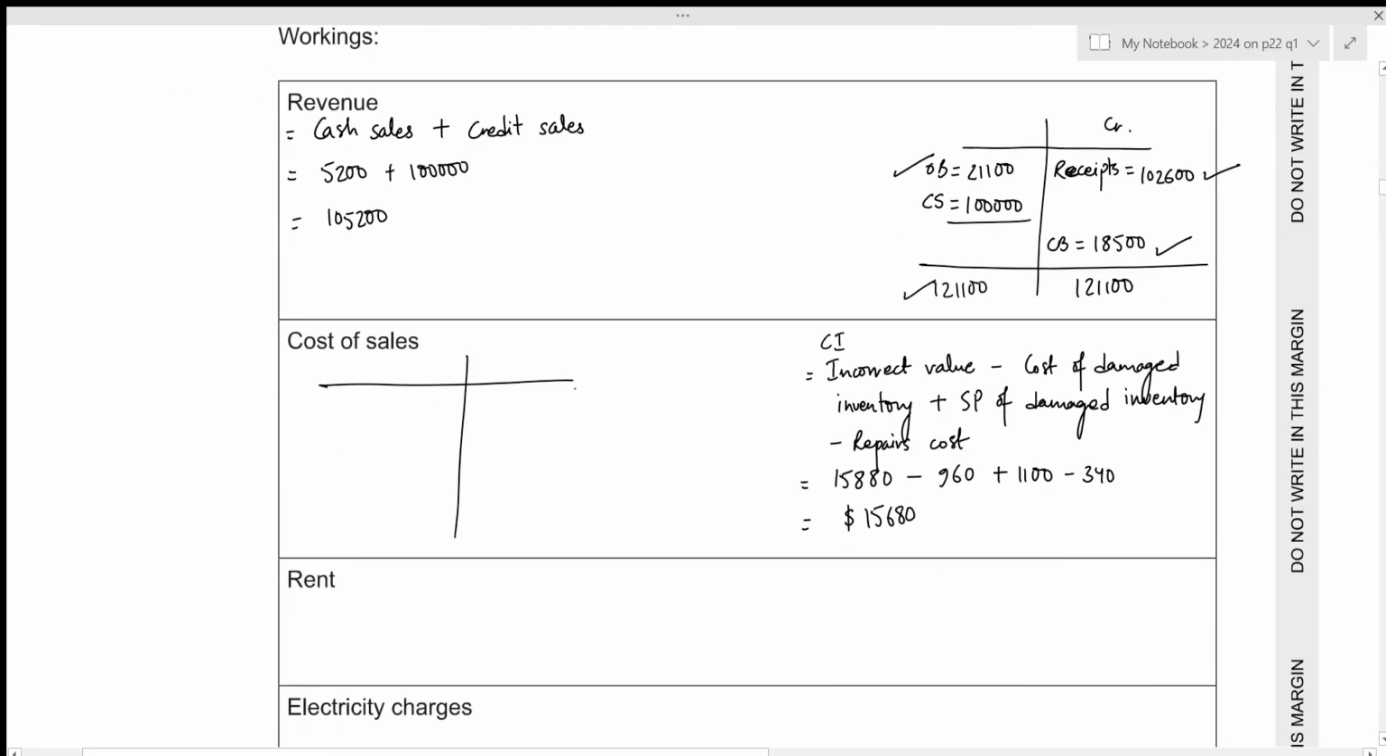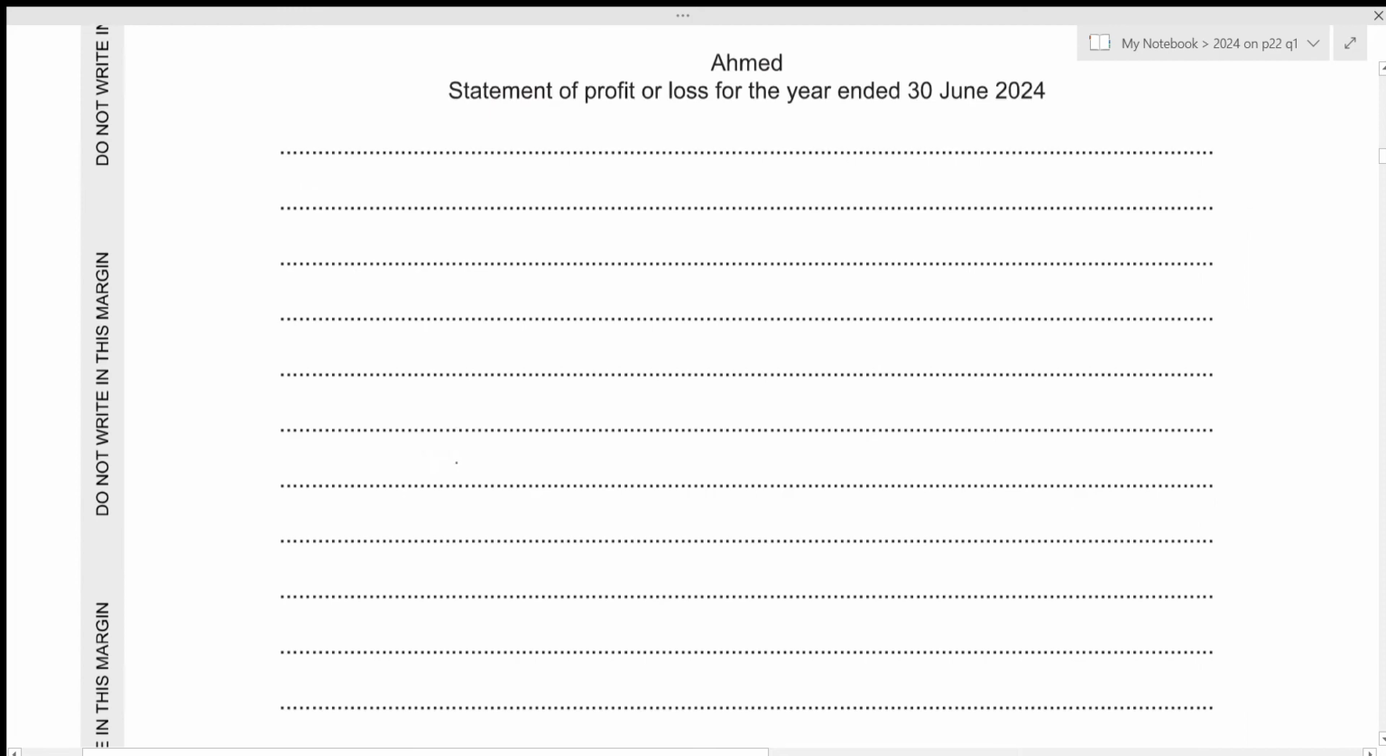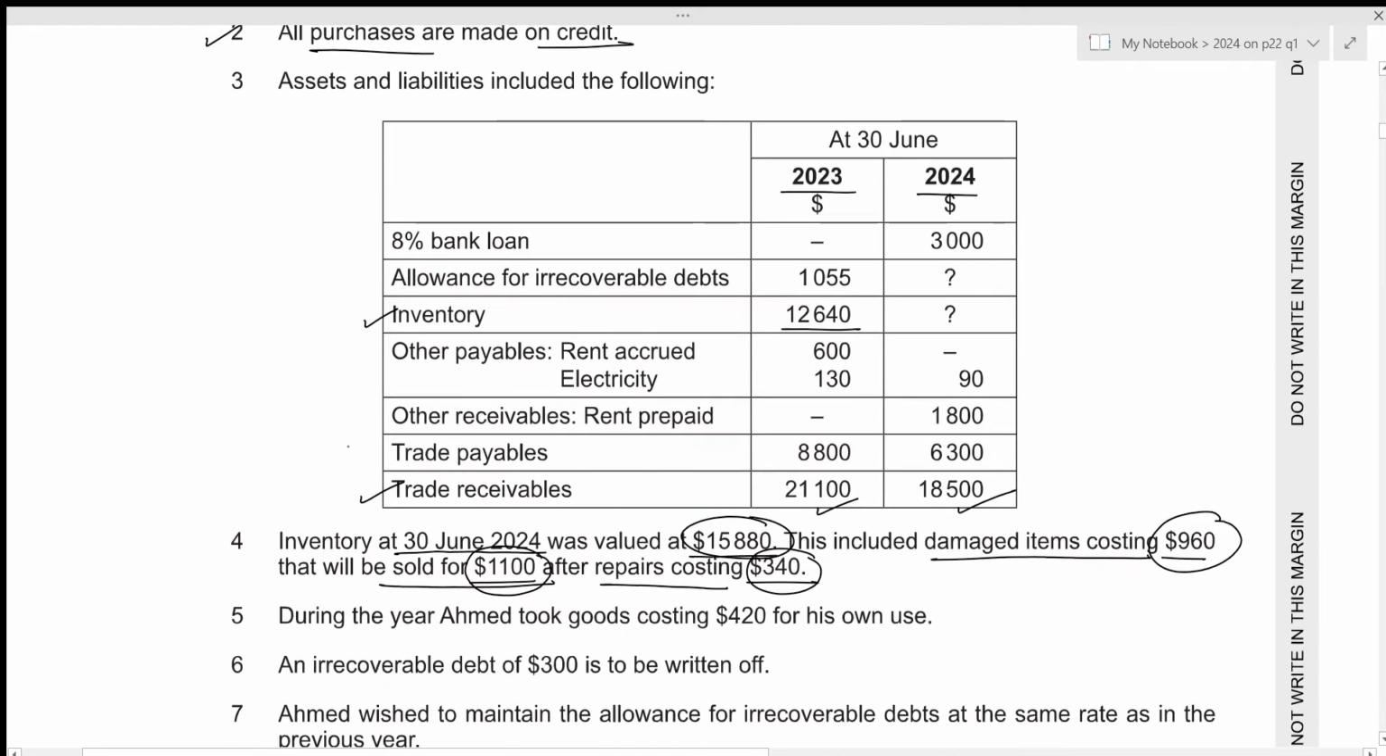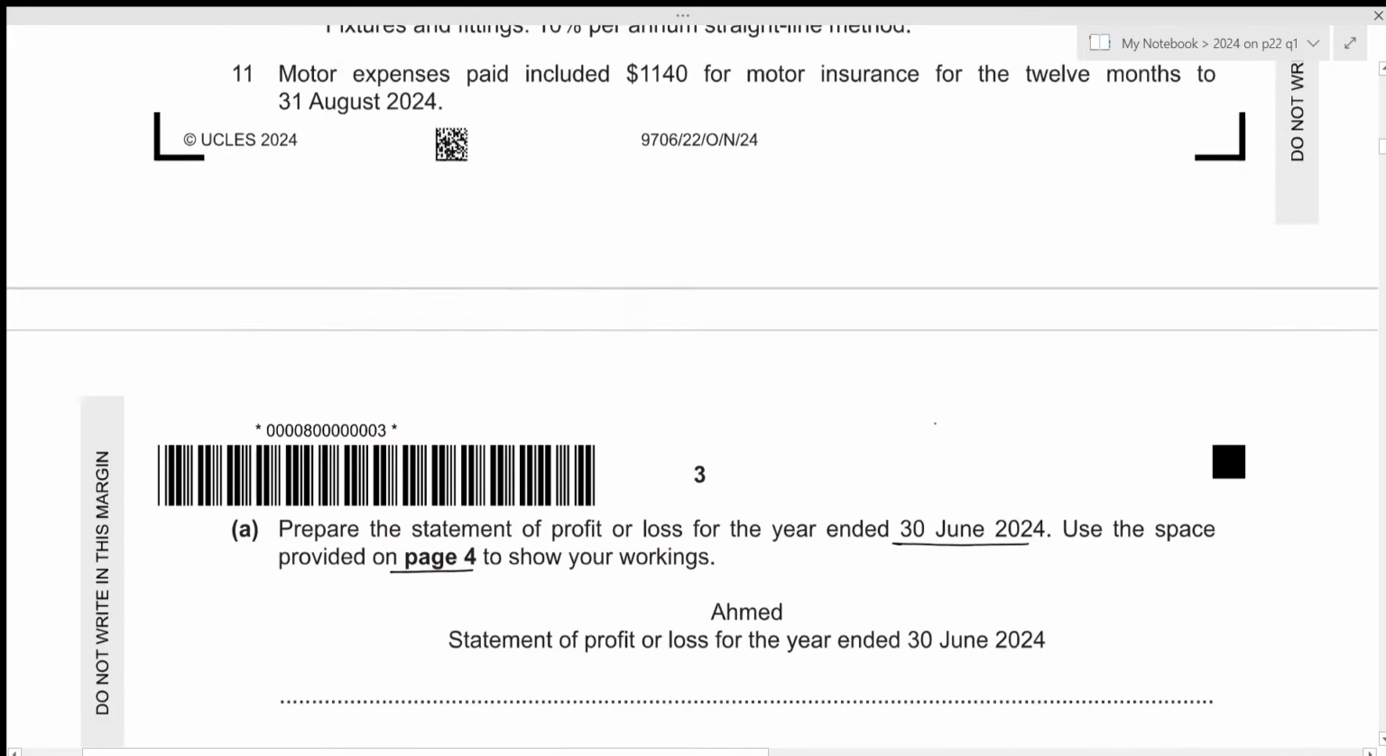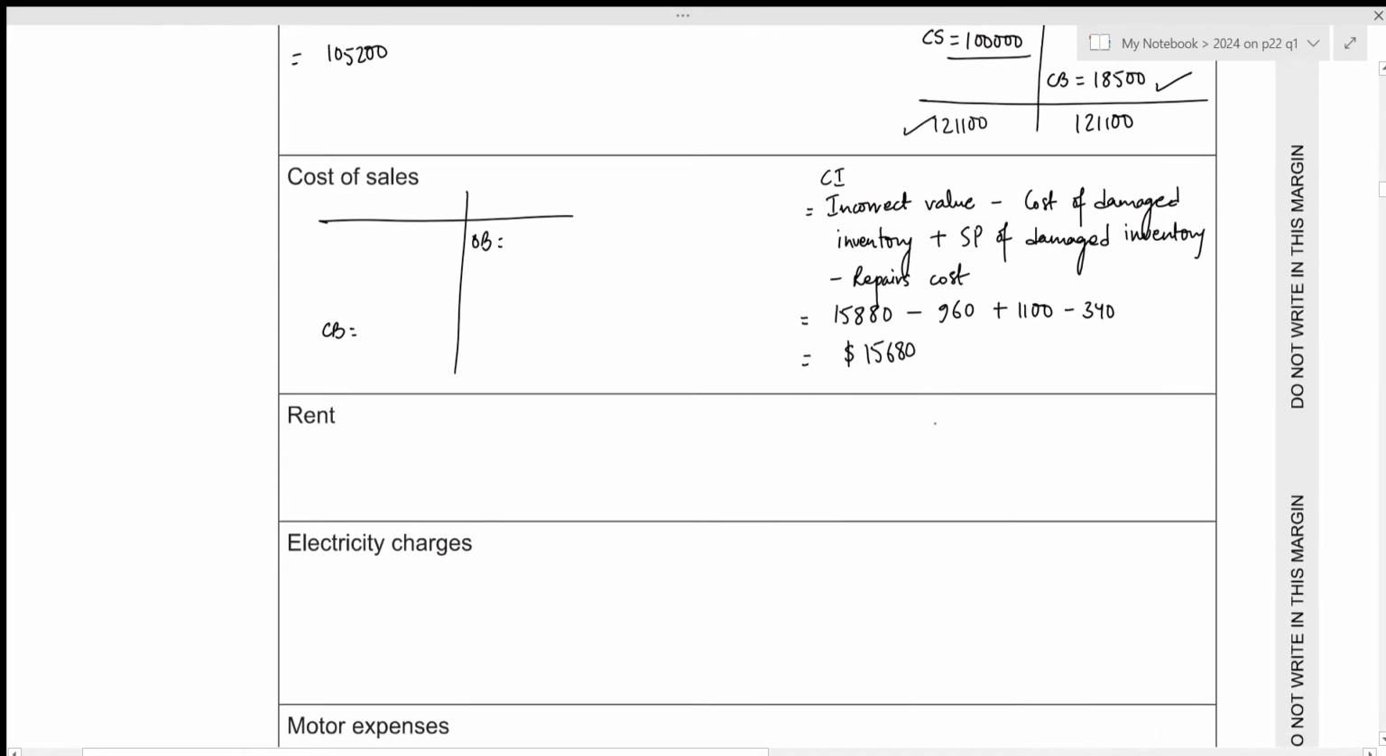So purchases ledger control account deals with trade payables, which is a liability. That means that the opening balance will always be on the credit side and the closing balance will be on the debit side. And these are the balances of the trade payables. Let's look for those values. So trade payables is given right here. The opening balance is 8,800 and the closing balance is 6,300. Let's write it down. We have 8,800 and 6,300.